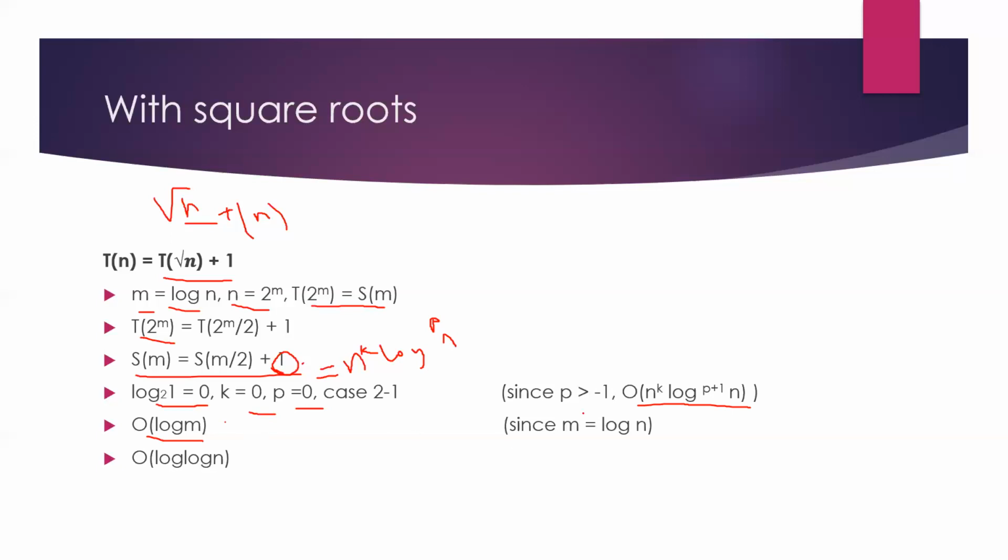So we already know that m is equal to log n. So replacing m with log n, what we are going to get is O of log n. So here is the end of solving the equations using the master method. Thank you.